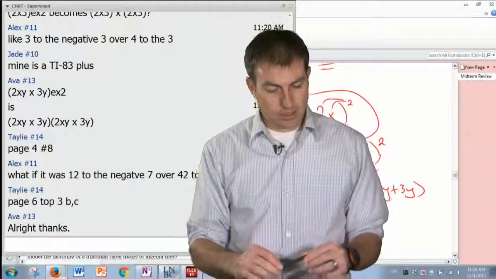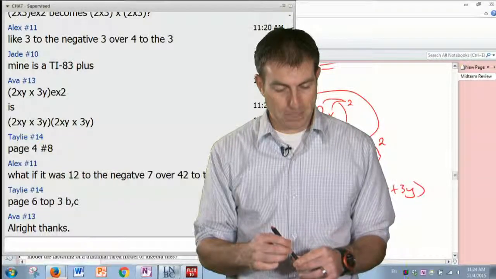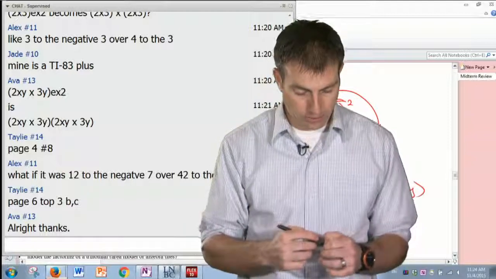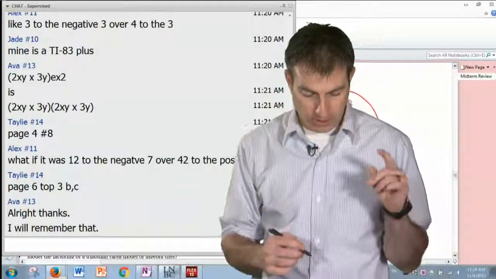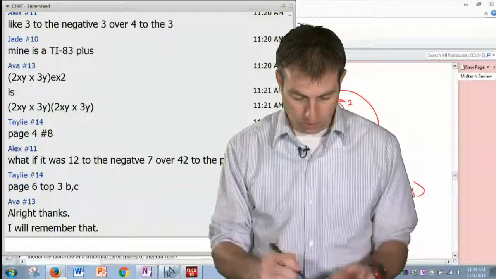Page 4, number 8. 12 to the negative 7, 42 to the positive 3. Page 6, top 3, B, and C. All right, thanks. Taylor, go to your question, then I'll get back to you, Alex. And then I will get to Talia's other question. So page 4, number 8.